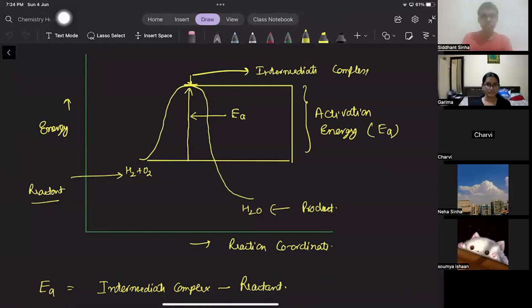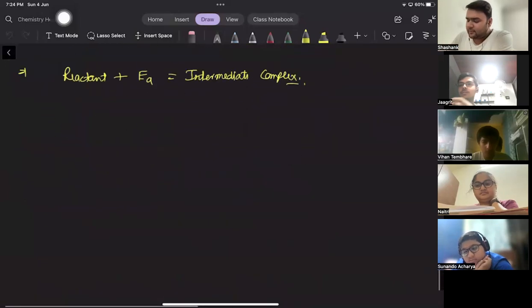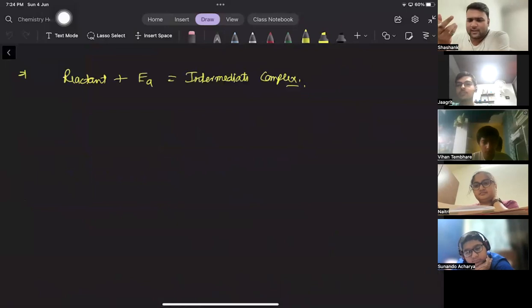Sir, you just talked about the bond dissociation energy, right? Yes. So, sir, could you illustrate it along with the activation energy on the graph? Bond dissociation energy is, let's say you took an individual H2, and you are just going to break H2 into H and H. That is your bond dissociation energy. But if you're taking H2 and O2 and you are making H2O, that is from the reactant to intermediate complex. That will be known as the activation energy.